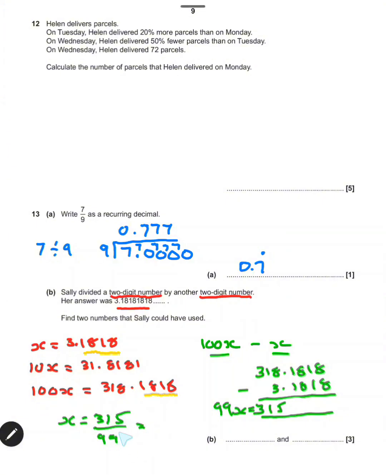If we divide top and bottom by 3, I get 105 over 33. And then again, dividing top and bottom by 3, I get 35 over 11. So these are now two 2-digit numbers. They are 35 and 11.